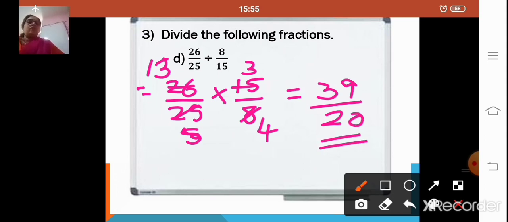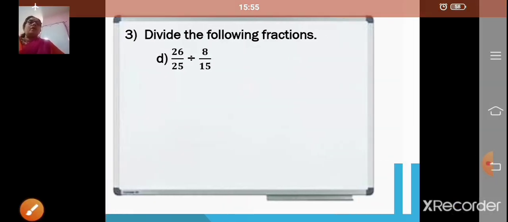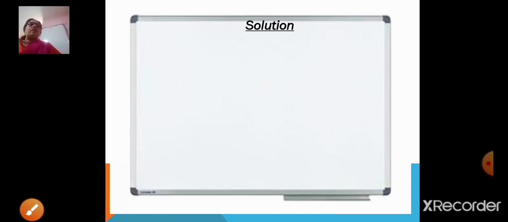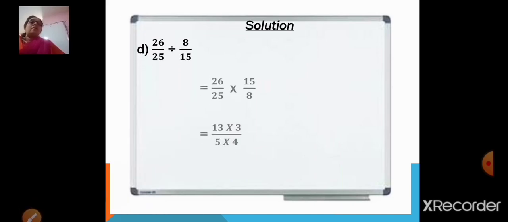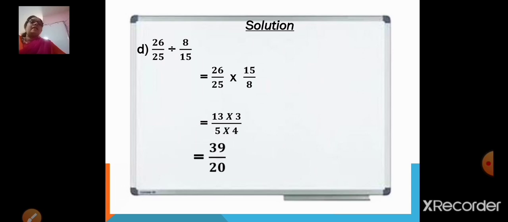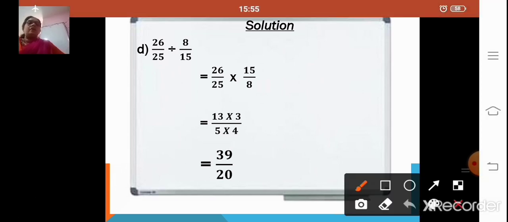Okay. Just you can check your answer from this slide. Yes, 26 into 25 multiplied by 15 into 8. Yes, here you simplify. 5 threes are 15, 5 fives are 25, and this by 2 fours are 8, and 2 ones are 2, 2 threes are 6. So 13 into 3 and 5 into 4, that is 39 upon 20.